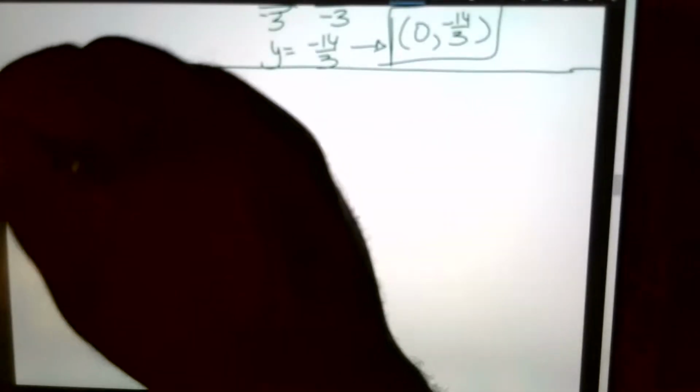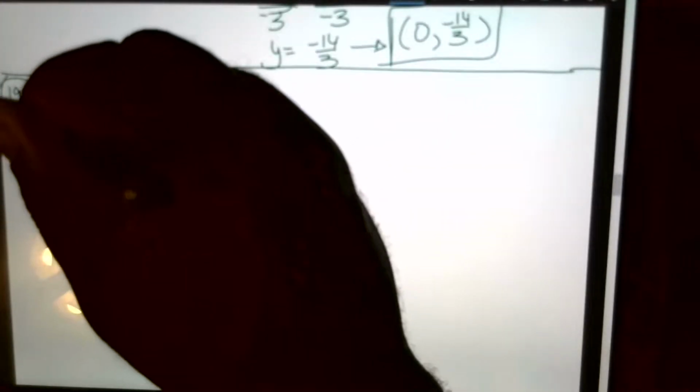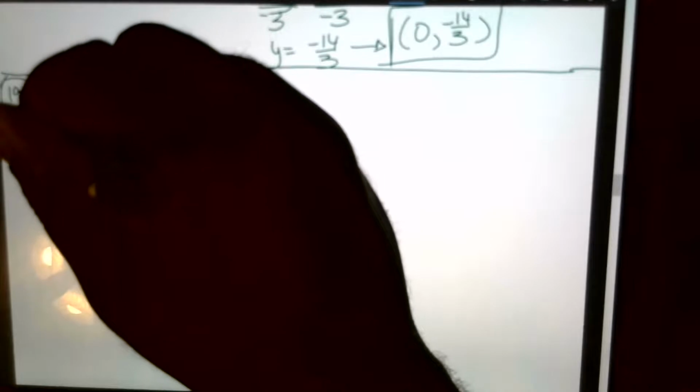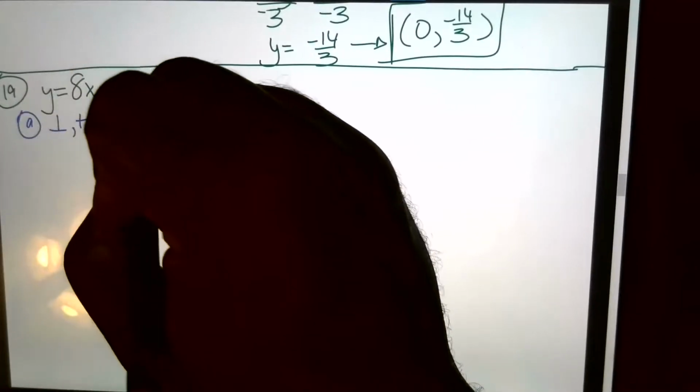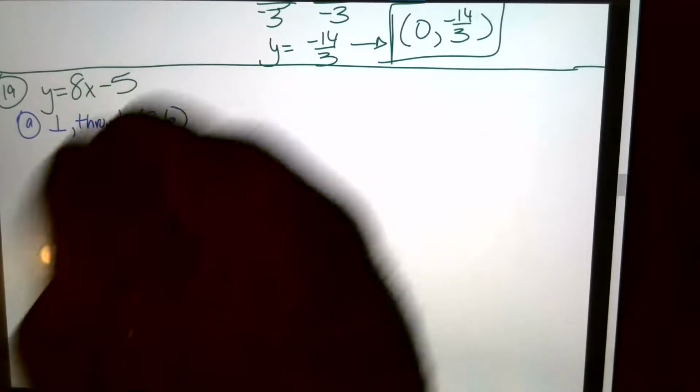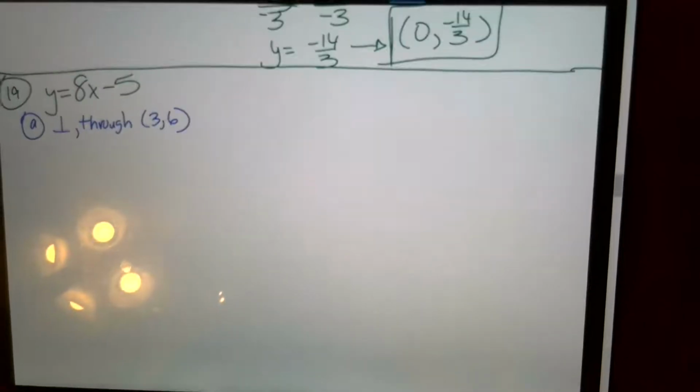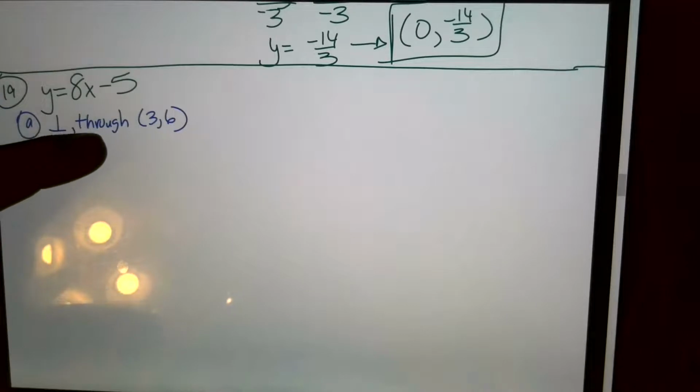So for part A, perpendicular in through (3, 6). So we want a line that's perpendicular to this line and passes through (3, 6).